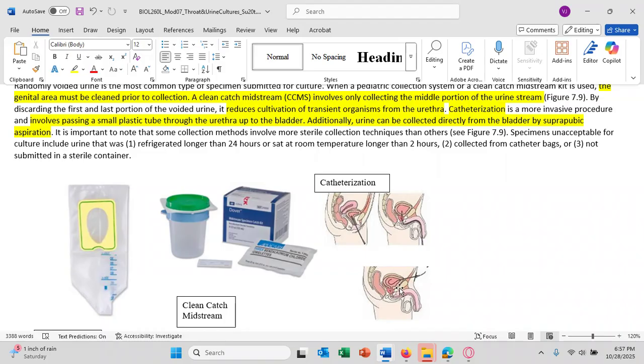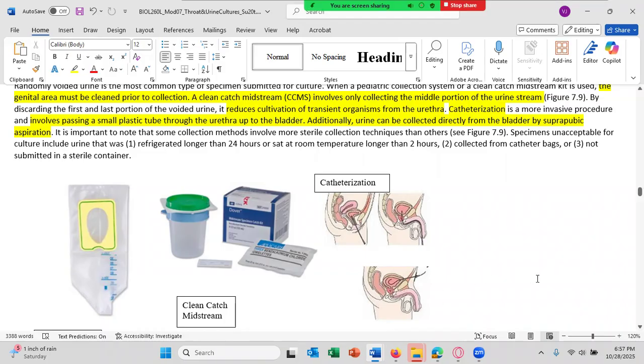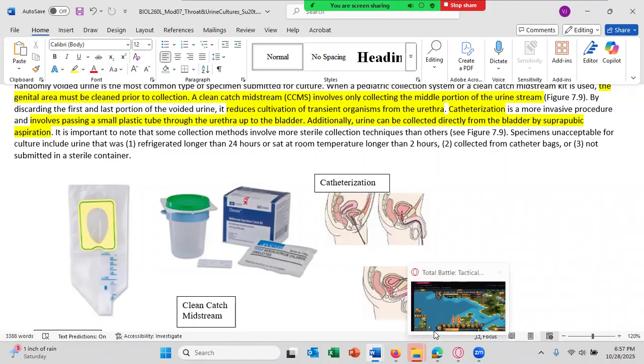The best way to do it is the suprapubic aspiration, where you put a needle through the abdominal wall. Obviously, you alcohol swab the abdominal wall, put the needle into the bladder, and then sample the urine directly from the bladder. And that will be much less contamination. You totally avoid the urethra and the lots of contamination.